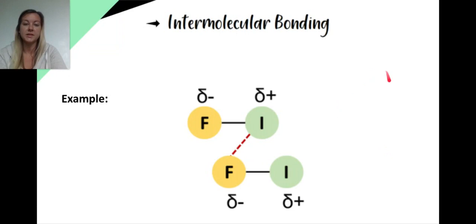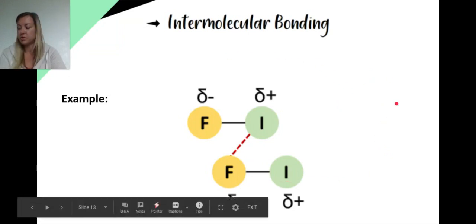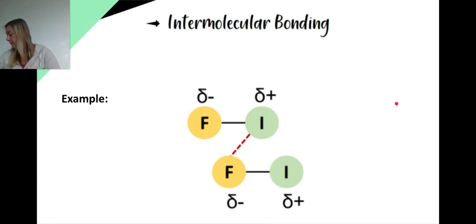So here is an example. This one is in your notes here. It's much clearer to see. This is fluorine iodide. The fluorine is more electronegative than iodine, so it has a little delta negative there, showing that it has a larger attraction for bonding electrons. And the iodine has a delta positive.